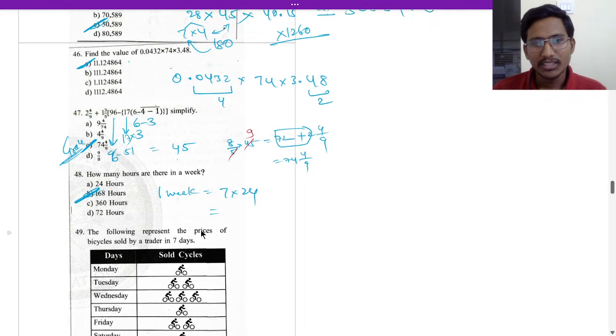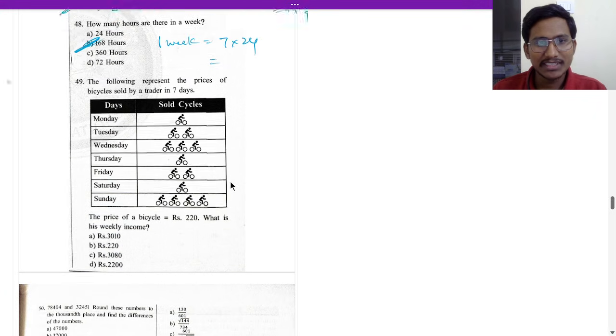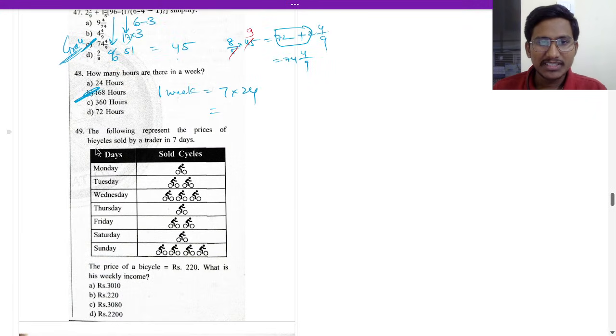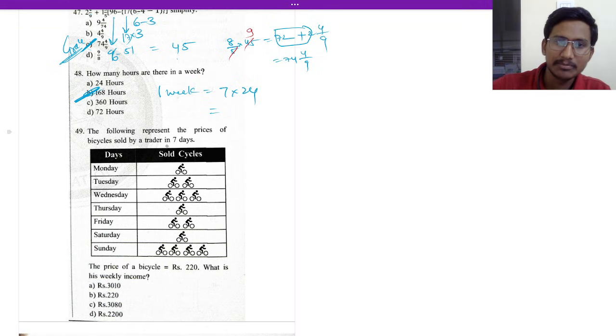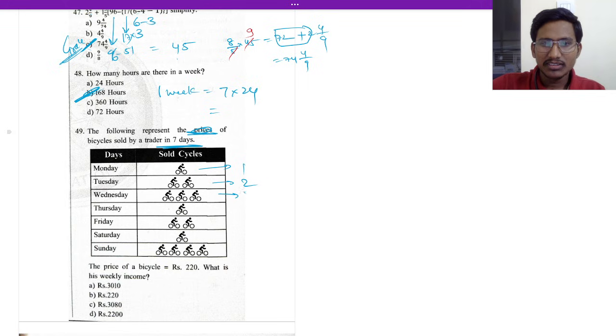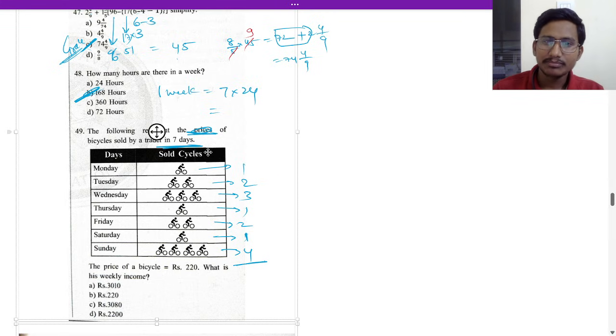Okay. Now 49. They are telling, the following represent the prices of the bicycle sold by a trader in 7 days. So it is the number of pieces they sold, so it should be pieces, not prices. So Monday is 1, and then 2, and then 3, and then 1, and then 2, and then 1, and then 4. If you add all of them, what total will come? That is 1 plus 2, 3, and then 3 plus 3, 6, 7, 8, 9, 10, 14. So 14 total, right?